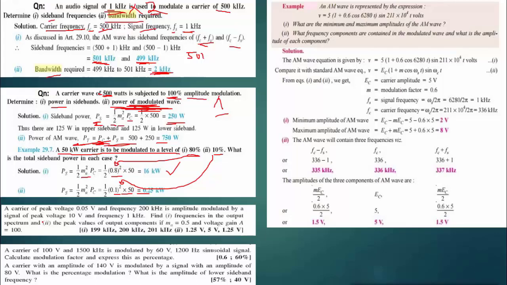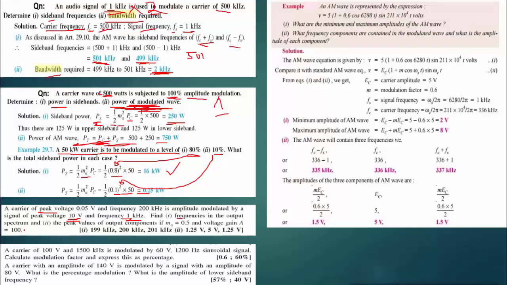Another example is that we have a carrier with peak voltage of 0.05 volts and frequency of 200 kilohertz, which is amplitude modulated by a signal of peak voltage 10 volts and frequency 1 kilohertz. So here we are having a carrier peak voltage of 0.05 volts, with a frequency of 200 kilohertz, amplitude modulated by a signal of peak voltage 10 volts and frequency 1 kilohertz.